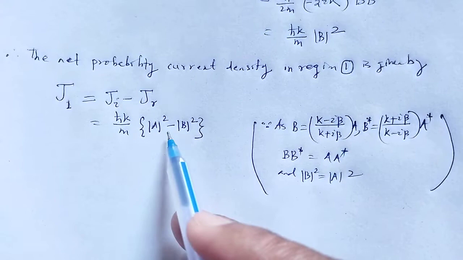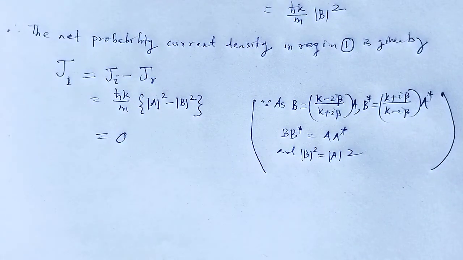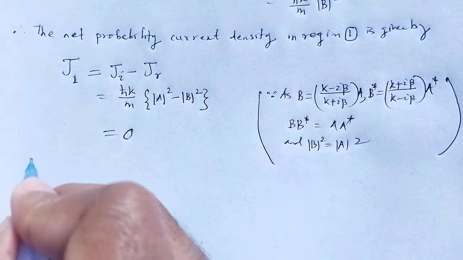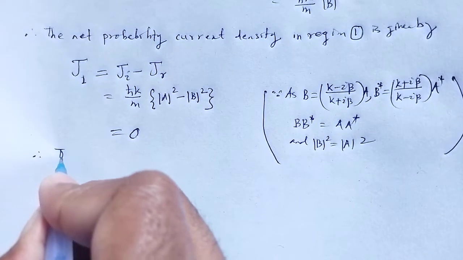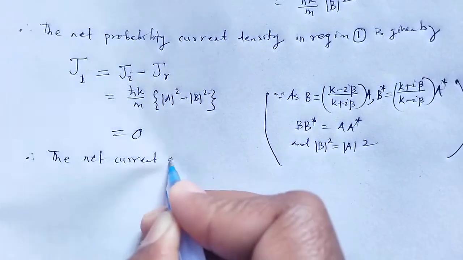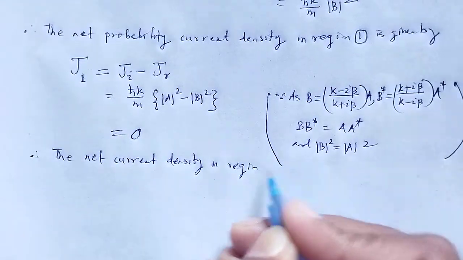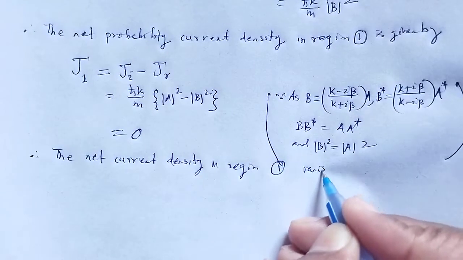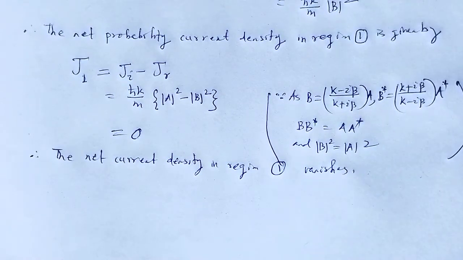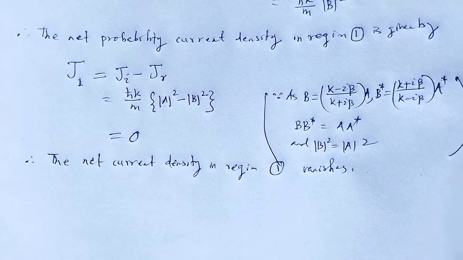Therefore, these two values are equal, since J1 is equal to 0, means the net current density in region 1 vanishes. The net current density in region 1 vanishes. What happened for that of region 2?